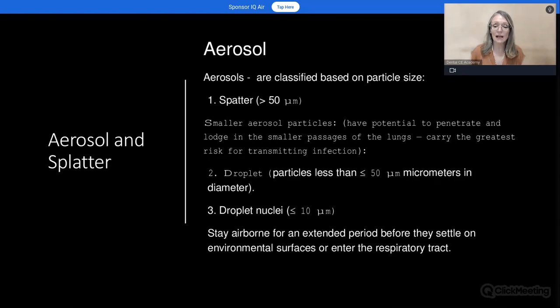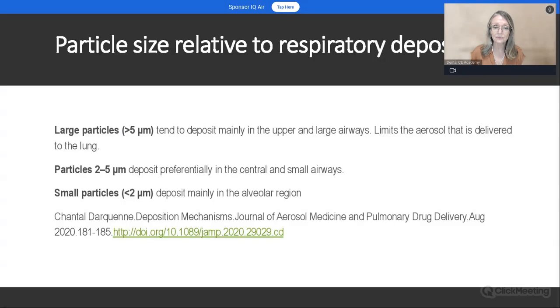So droplet nuclei, because again, they are very light in mass, can stay airborne for extended periods of time before they eventually settle on our environmental surfaces or enter the respiratory tract. And those environmental surfaces may not be a countertop, or they may not be the floor. They might be your hair if you're not covering your hair, or your face, or your forearms if you're not covering your forearms, or the patient's tray, or the patient, and so forth.